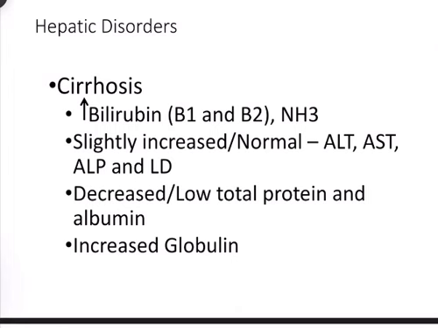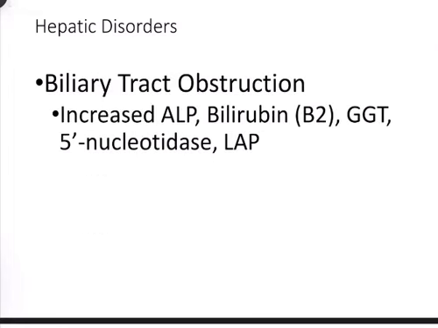Okay, on your biliary tract obstruction, increased ALP, bilirubin, but only B2 is increased. GTP is also increased. Your 5' nucleotidase is increased, and your ALP is increased.